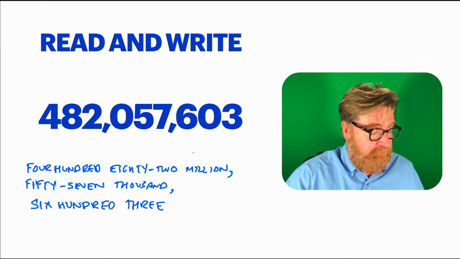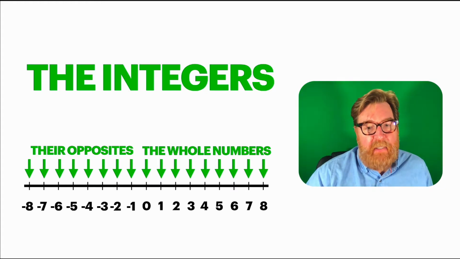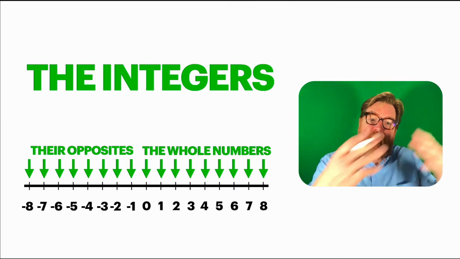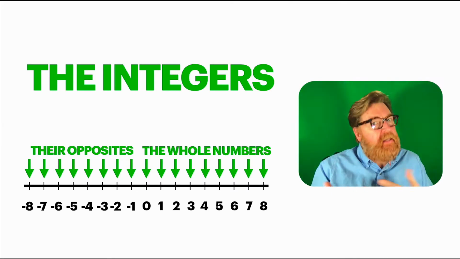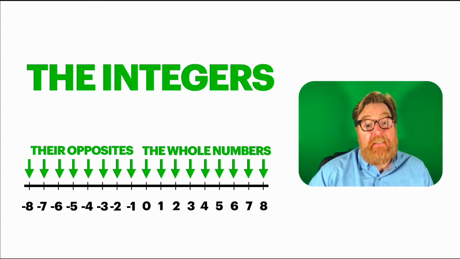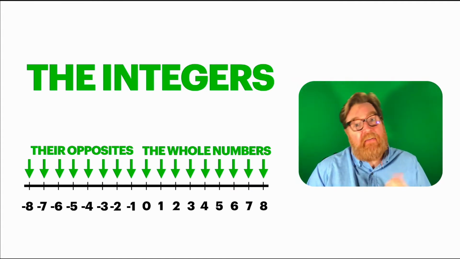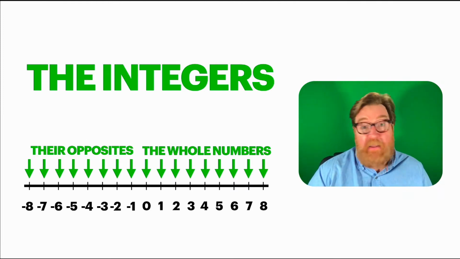Okay? All right. So let's go back to the integers. Now that we got the whole numbers under our belt, let's look at the integers as a whole. We've got the whole numbers together with their opposites. Now, I think it's important that we understand how these positives to the right of 0 and the negatives to the left of 0 get along. And the short answer is they don't.